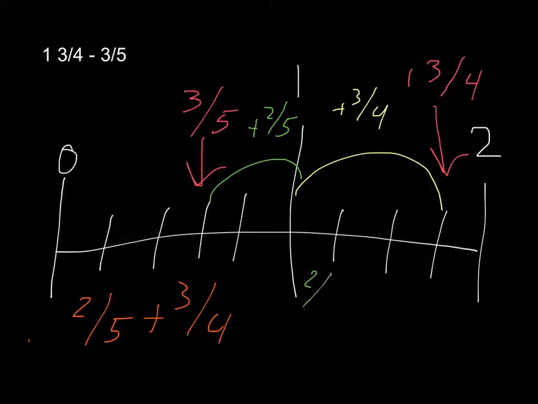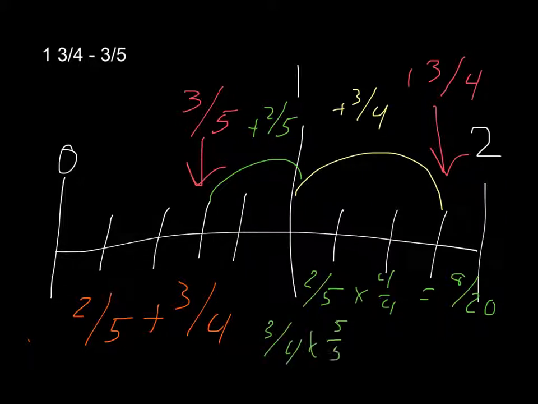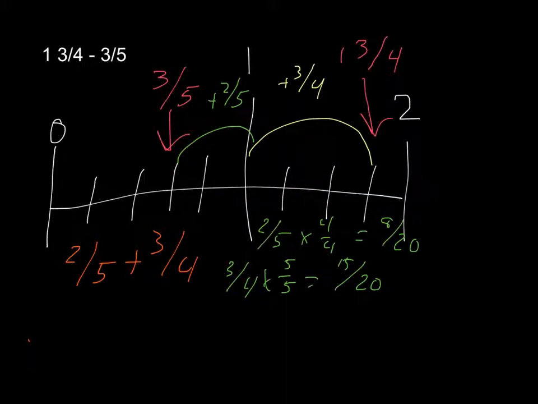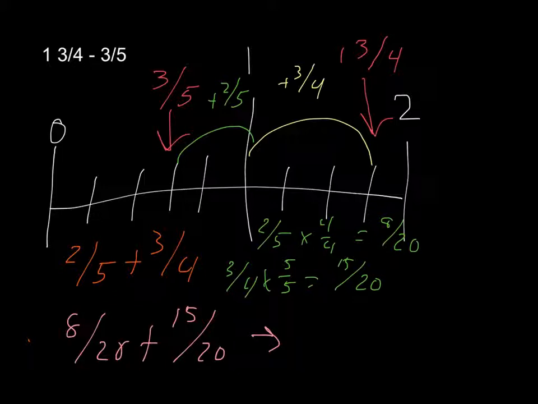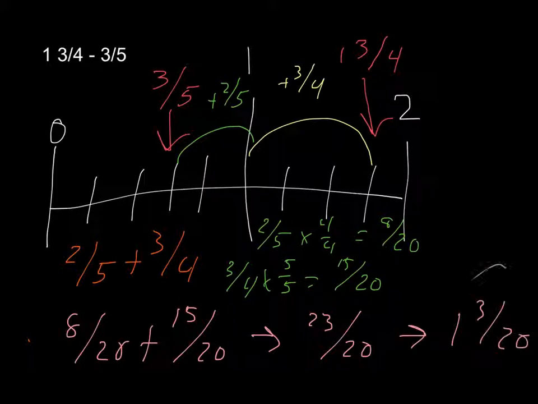So 2/5 we'll multiply by 4/4, which is 8/20, and we'll do the same with 3/4, multiplying it by 5/5, which is 15/20. We will take our 8/20 and add it to 15/20, where we get 23/20, which simplifies to 1 3/20. Okay, 3 different methods to get to the same solution.